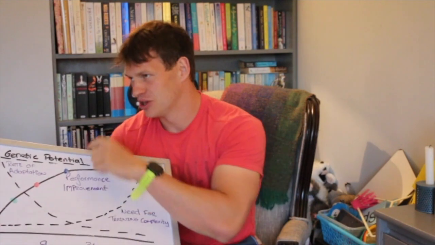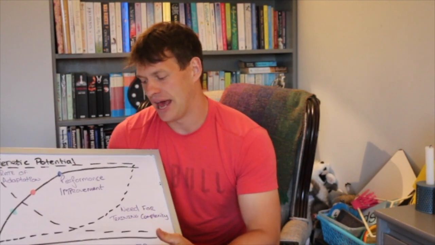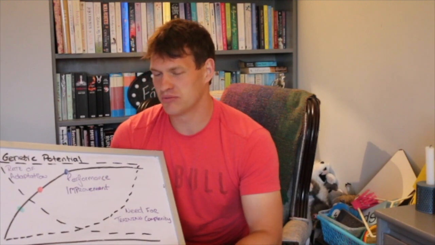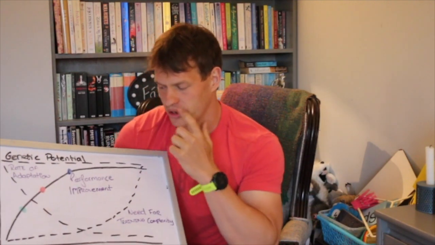So today we're going to talk about programming. We're going to look at three key aspects: genetic potential, rate of adaptation, and need for training complexity, and why it's important as we move along in the sport of CrossFit. I have a diagram here that I drew up earlier. So high, low, that's genetic potential. And on the bottom axis, we have time in months. Not really important, don't worry about it.